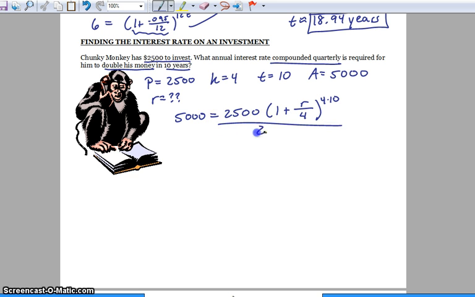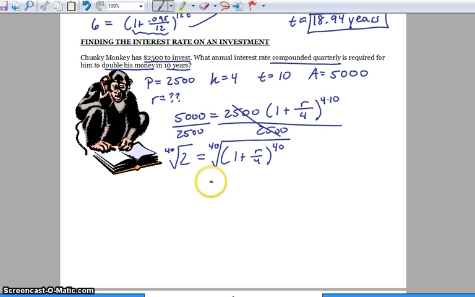So I'm going to divide both sides by 2,500, and that's always your first step, guys. Get that constant out of there in front. So you get 2 equals 1 plus R over 4 to the 40th. 4 times 10 is 40. And now, to get rid of that, we're going to have to take the 40th root. We're undoing an exponent, so we're taking a root.